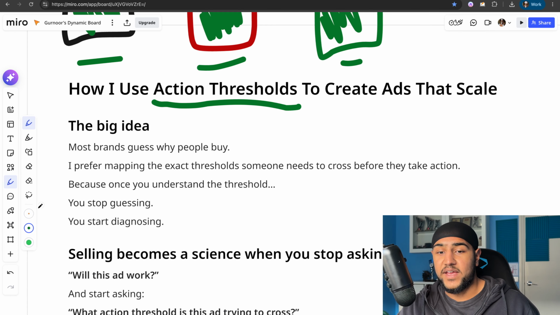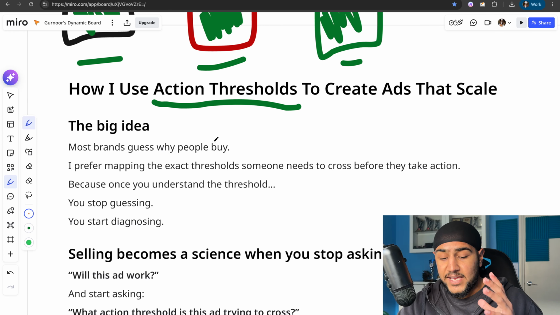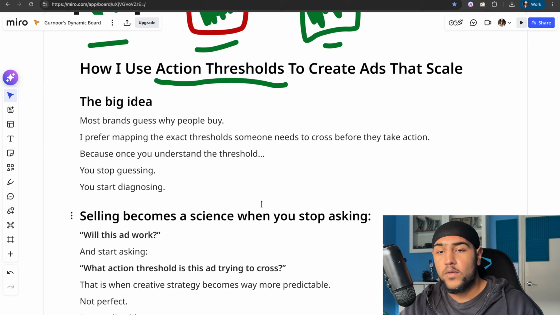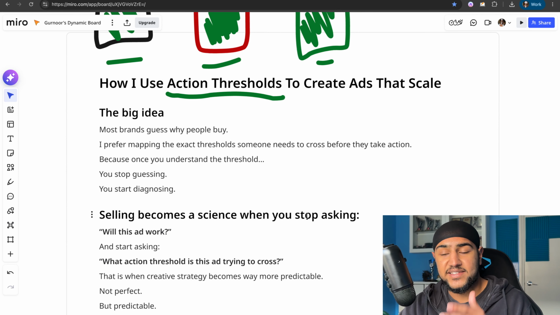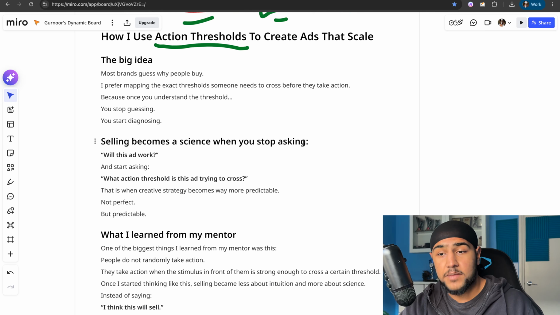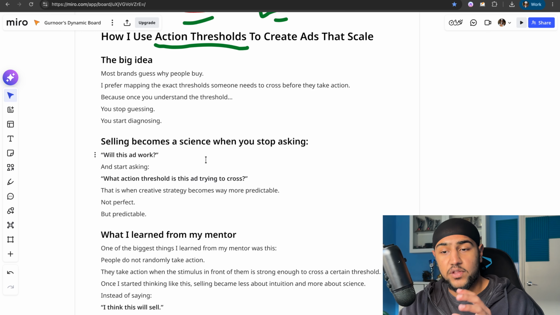So the big idea here is that most brands guess why people buy, okay? I personally prefer mapping out the exact threshold someone needs to cross before they take an action, because once you understand the thresholds, you can stop guessing and start diagnosing more deeply what you're missing if an ad wasn't working, or why an ad did work as well, okay? So selling becomes a science when you stop asking, will this ad work? And you start asking, what action threshold is this ad trying to cross? And that is when creative strategy becomes way more predictable.